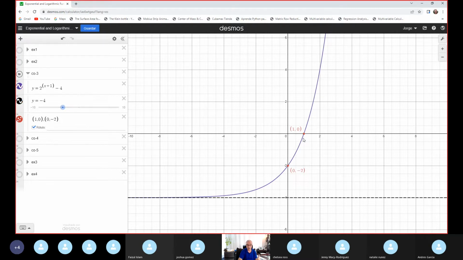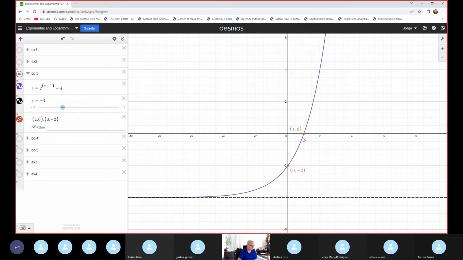That is actually the basic exponential function without transformation. The y-intercept is 0, 1, the universal point, and we have no x-intercept because the graph is asymptotic and never touches. In this particular example, yes, we have both, because the curve is going down and touches the x-axis. We have an x-intercept and a y-intercept.